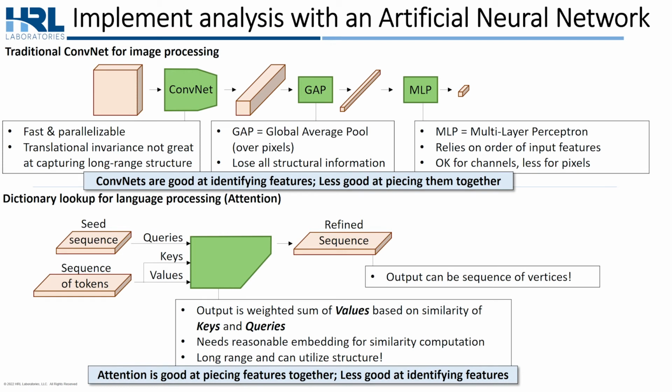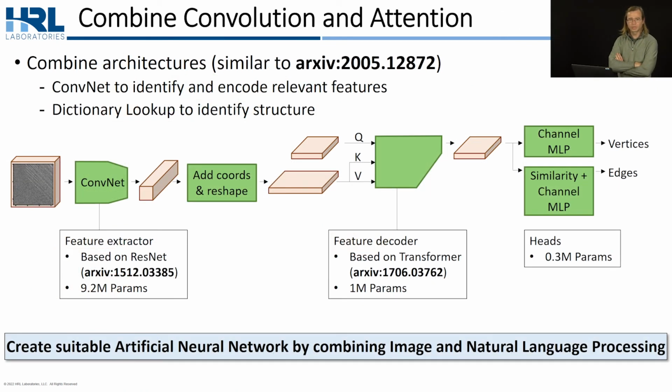Yeah. And so before I was saying that convnets are good at identifying features but less good at piecing them together. Almost the opposite is true for this dictionary lookup, where this attention is good at piecing together features, but less good at identifying them. And so perhaps unsurprisingly, we're going to create an artificial neural network tailored to our application by just mashing the two together, where we're going to take a scan, pass it through a convolutional neural network. The output of that is going to be reduced voltage space, but each pixel is now going to have a lot of channel information. And then we're going to stamp each of those vectors with the coordinates, and then just unroll it into a sequence, and then pass that sequence into our dictionary lookup.